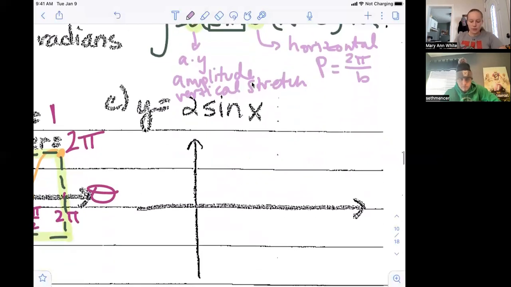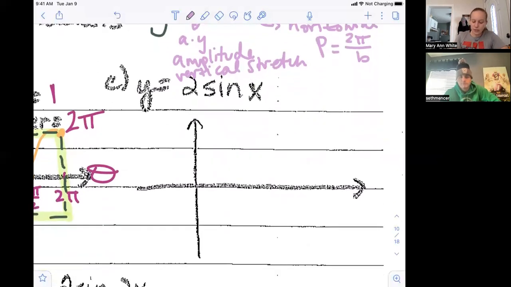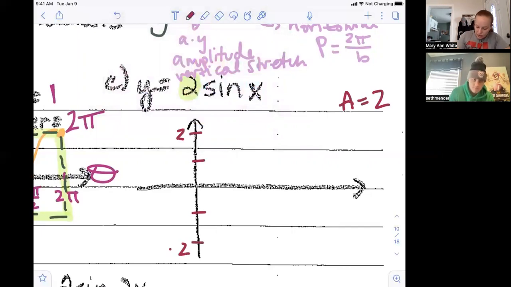Okay. So the first example we're going to do is y equals 2 sine theta. So I've got a 2 out front. I have nothing in front of my x. So the only thing that's changing right here is my amplitude. So my amplitude is normally 1. Now it's 2. That means instead of starting and stopping at +1 and -1, I have to go all the way up to +2 and down to -2 to do my whole graph.